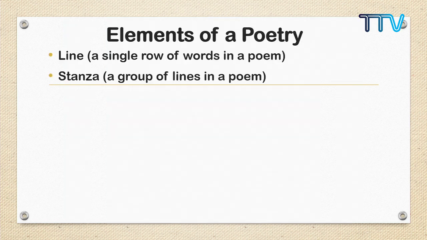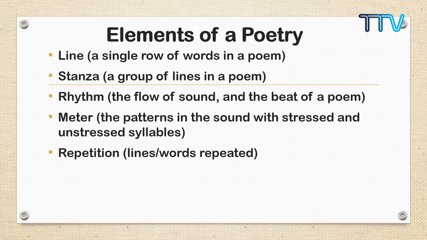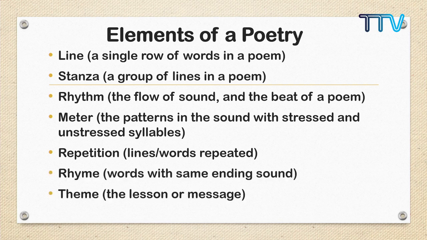So what are the elements of poetry? Line, stanza, rhythm, meter, repetition, rhyme, theme. Like line, how is a line different from a sentence? A sentence ends with a period, whereas a line doesn't. I remember discussing with you that poets have the liberty, in a way the license, to break lines, line break we say, to suit their purpose. Rhythm is the flow of sound, the beat, and meter is the pattern in the sound with stressed and unstressed syllables, repetition. I'm sorry, I need to go very quickly because there is a lot to cover.